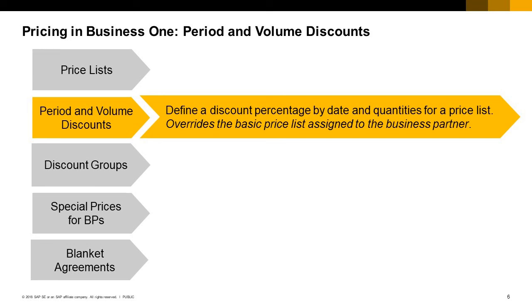A basic price for the product may not be enough. You may want to set up sale prices for a limited time period. You may want to give a discount when a customer buys in volume. Period and volume discounts allow you to define discounts by dates and based on volume based on an existing price list. The discounts entered here will override the basic price in the business partner's assigned price list. The unit of measure defined in the period and volume discounts must match the unit of measure specified in the document row for the discount to apply.